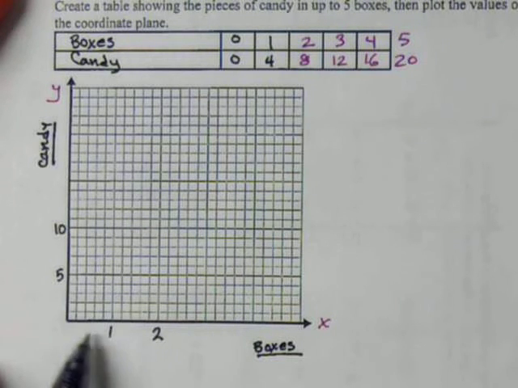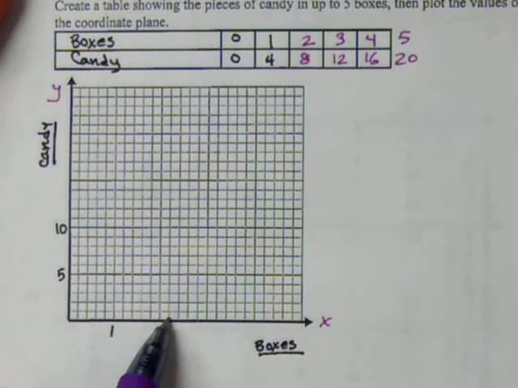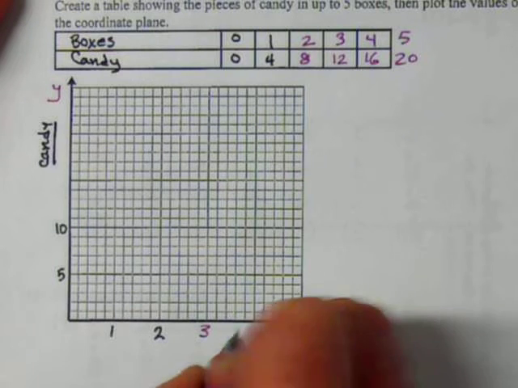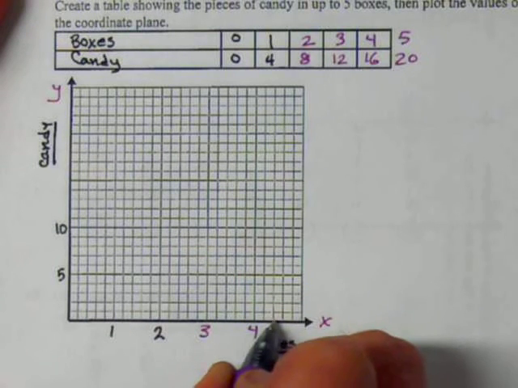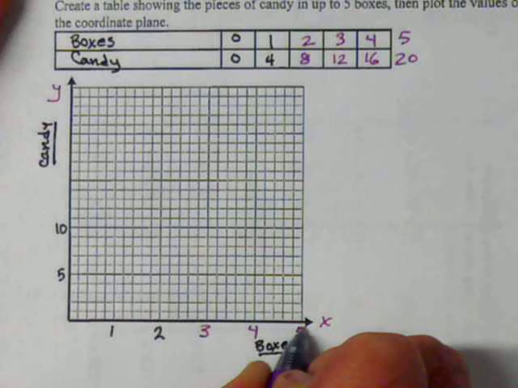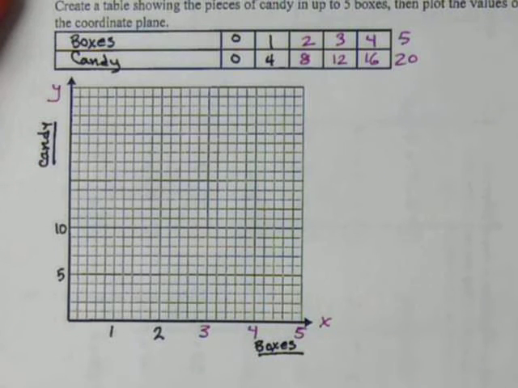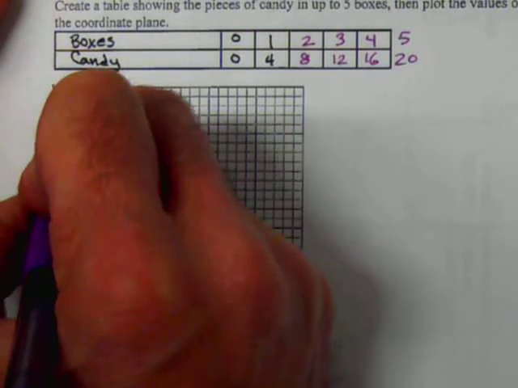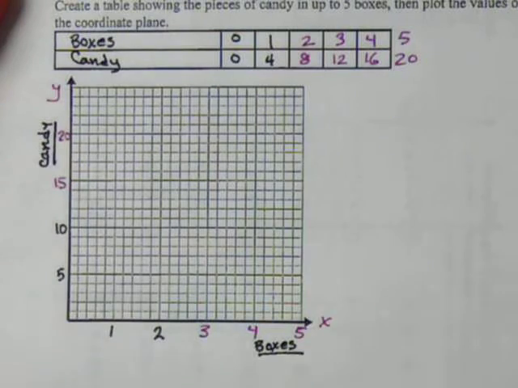So I've started here. Every 5th mark will be a unit of 1 box. So 2 is here, and then 1, 2, 3, 4, 5, that's going to be 3. 1, 2, 3, 4, 5, that's going to be 4, and 1, 2, 3, 4, 5, that's my 5th box there. And then on my y-axis, each mark is 1. So 5, 10, 15, 20. So now I've set it up, and now I'm going to graph my points.